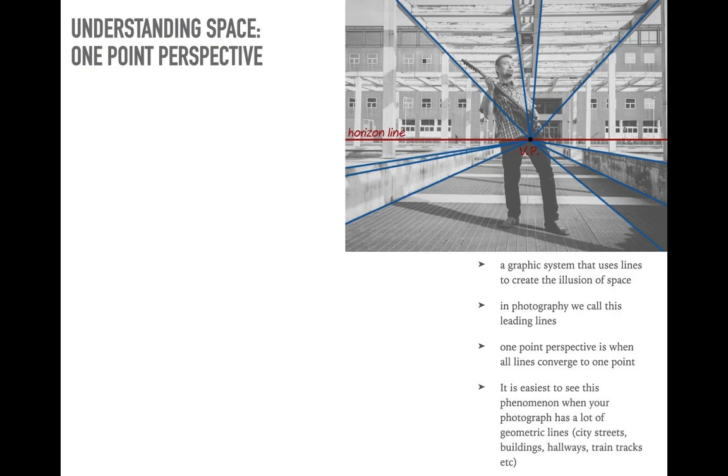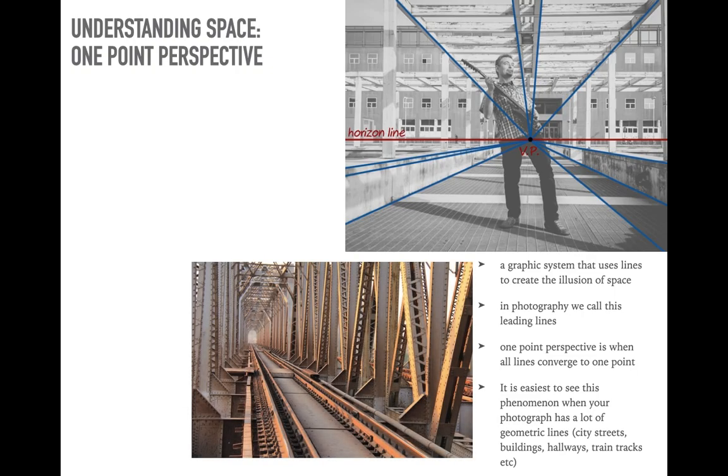It's easiest to see this phenomenon when your photography has a lot of geometric lines. So city streets, buildings, a lot of pictures of the Bonnie Eagle hallways, we see that very clearly.